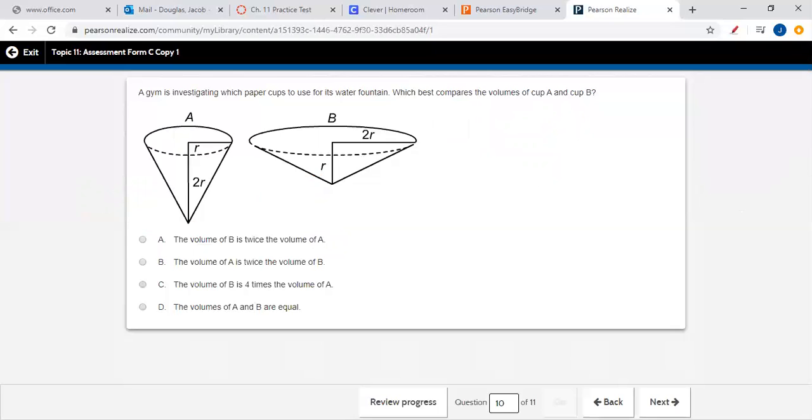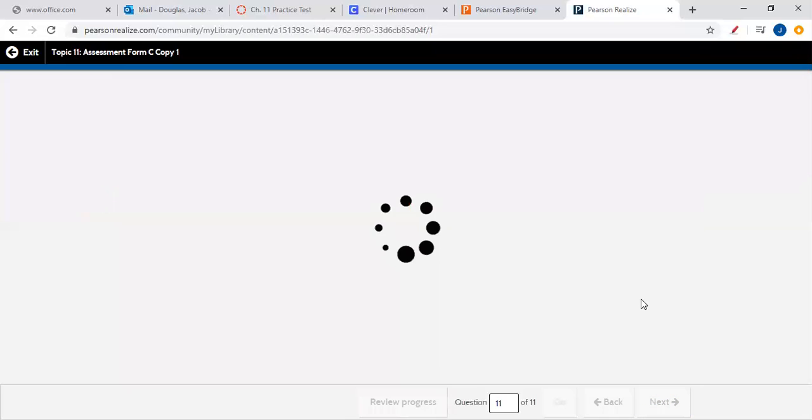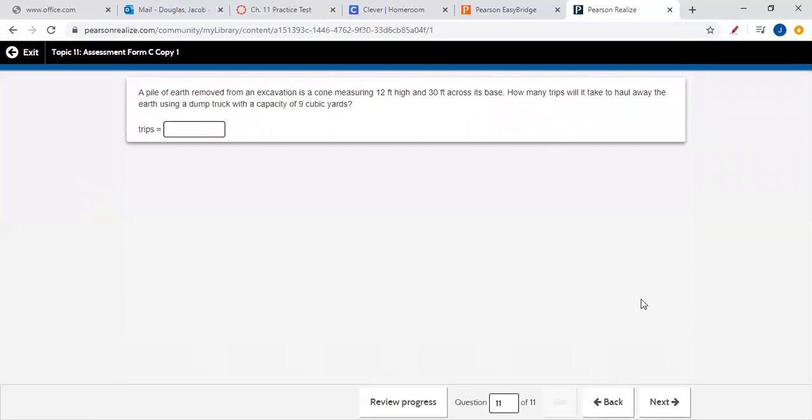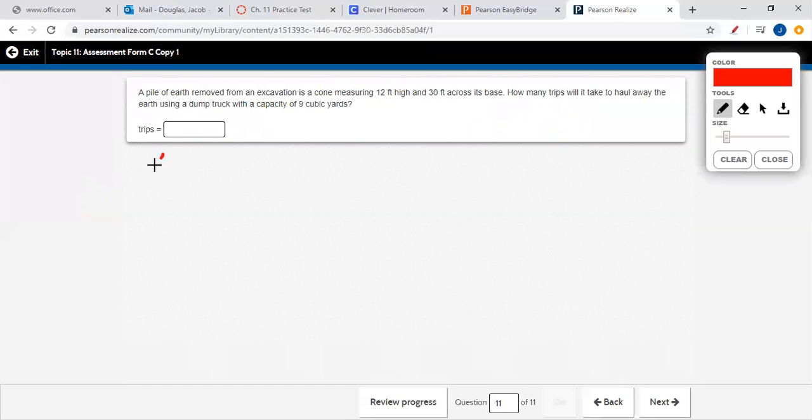All right, so that was number 10, and moving on to our last question, number 11. Number 11 says, a pile of earth removed from an excavation is a cone measuring 12 feet high and 30 feet across its base. So what we have is a big circular cone. The height is 12 and the diameter is 30. So what is the radius? If your diameter is 30, that's going to be 15.